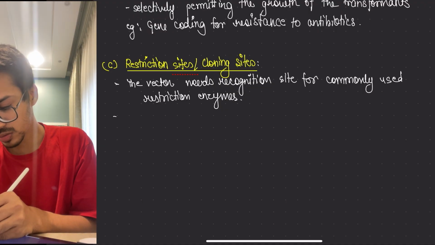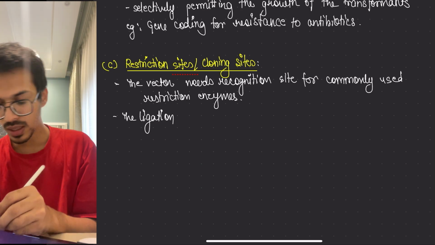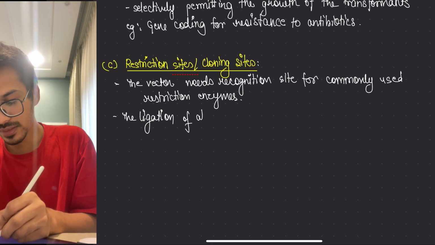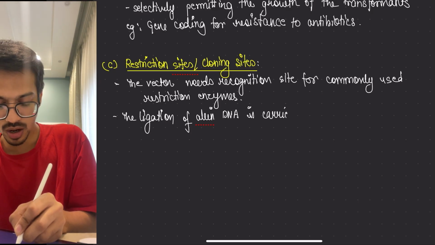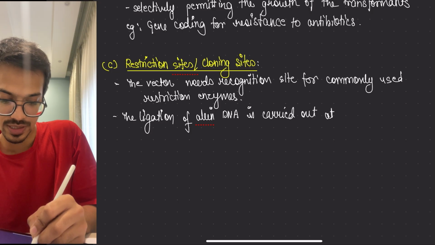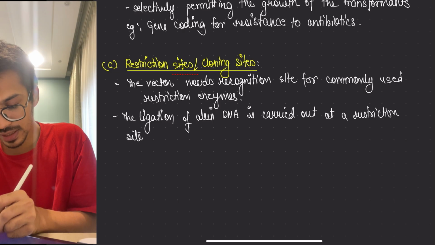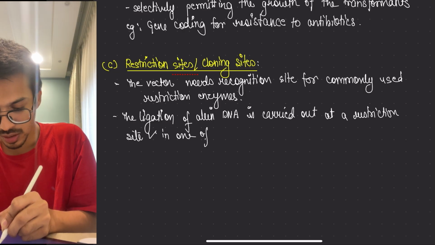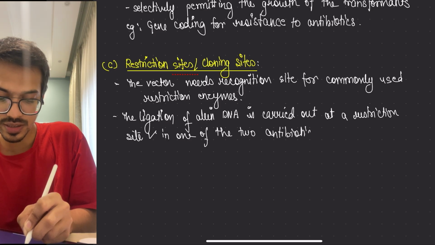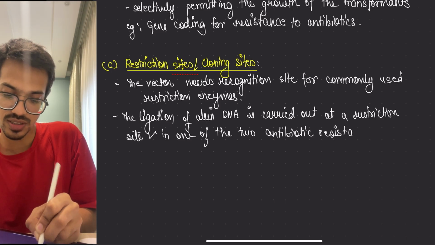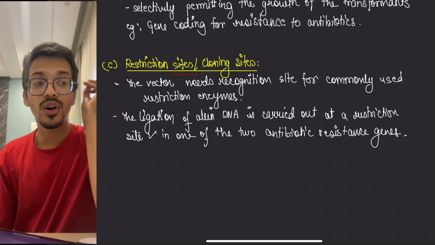So the ligation with respect to pBR322: the ligation of alien DNA is carried out at a restriction site present in one of the two antibiotic resistant genes. Okay, this is all about your vector DNA.